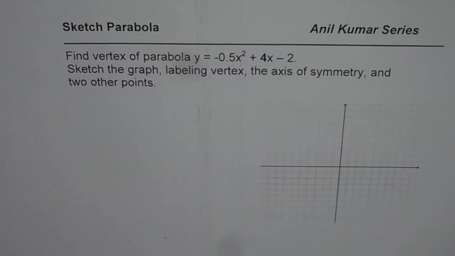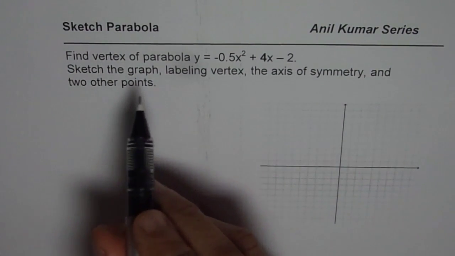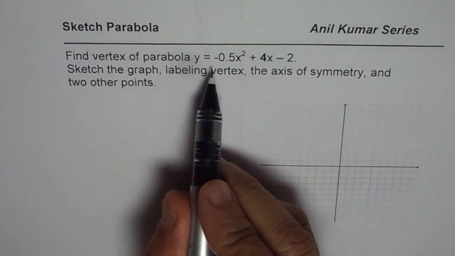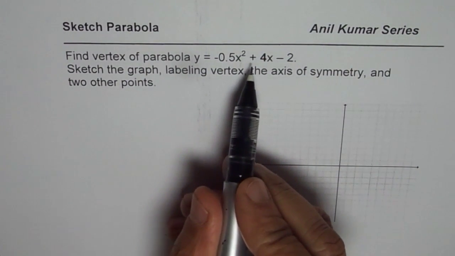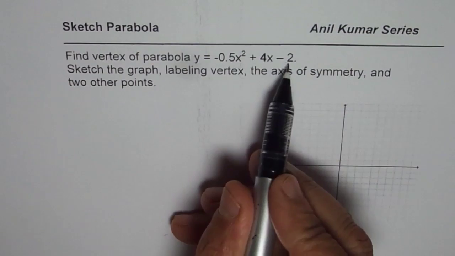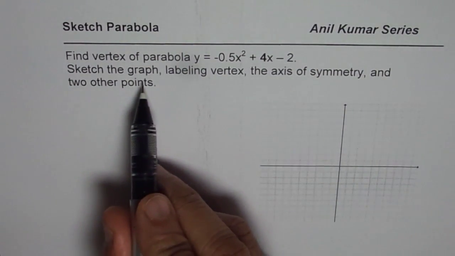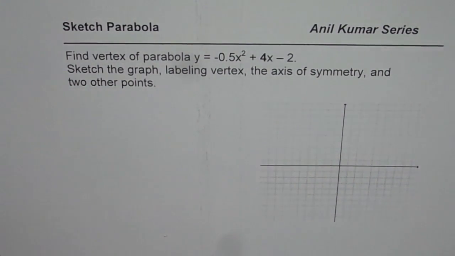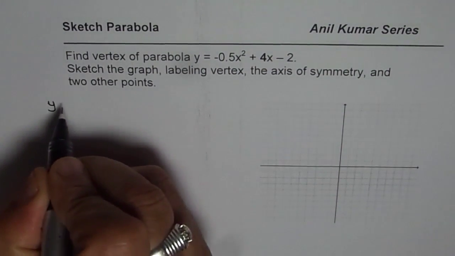I'm Anil Kumar, and in this video we will learn how to sketch a parabola, especially when we are dealing with fractions. The question here is, find the vertex of the parabola y equals minus 0.5x squared plus 4x minus 2. Sketch the graph, labeling the vertex, the axis of symmetry, and two other points. So let's begin by finding the vertex.